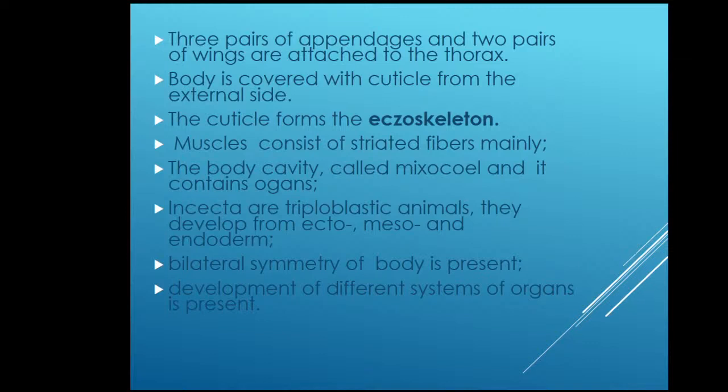The body cavity of Insecta is the same as in all Arthropoda, and this is a mixed cavity. Insecta are triploblastic animals, so they develop from ecto-, meso-, and endoderm. Bilateral symmetry of the body is characteristic for Insecta. The Insecta have well-developed organs and systems.